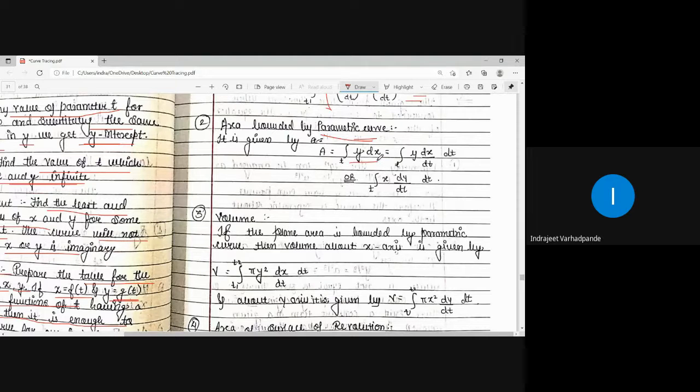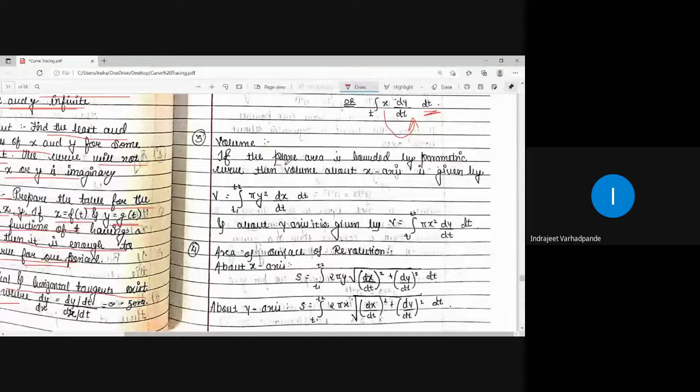Area bounded by parametric curve is given by A equal to integral of y dx, but I am not having the function in terms of x; I am having x in terms of t and y in terms of t. So the integration of y multiplied by dx by dt, and the whole is to be integrated with respect to t. On the other hand, it can be x multiplied by dy by dt, integrated with respect to t.